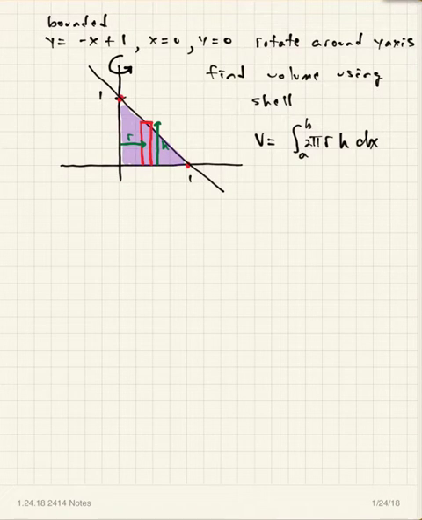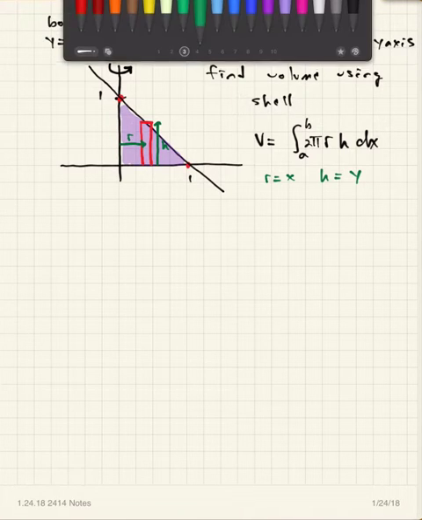So what does r represent here? If you think about it, little r is just the distance from the y-axis, and so little r would have to be x. And h is simply the distance from the x-axis, and so h would have to be y.